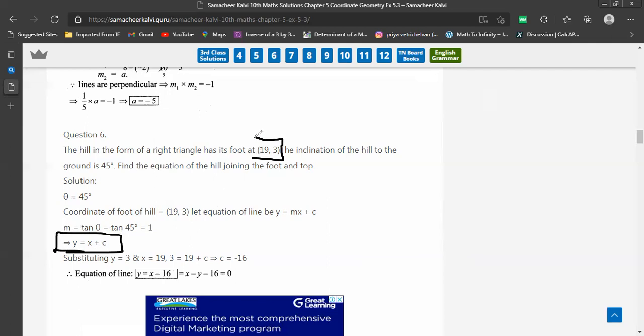And they gave you a coordinate which is 19 and 3. So you can assume this is x comma y. Okay, just substitute x as 19 and y as 3 for finding the value of the intercept. Okay, so it's going to be 3 equal to 19 plus c. So c is equal to 3 minus 19, which is negative 16. So the value of c is negative 16.